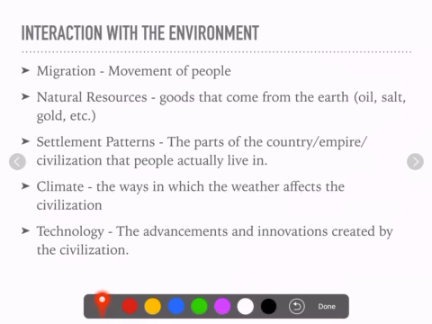If you look at the first one, migration, movement of people, right? As far as migration is concerned, have the people changed the environment at all so that they can easily move around the country? If you think about the United States, for example, this would count for two. It would count for migration and technology.